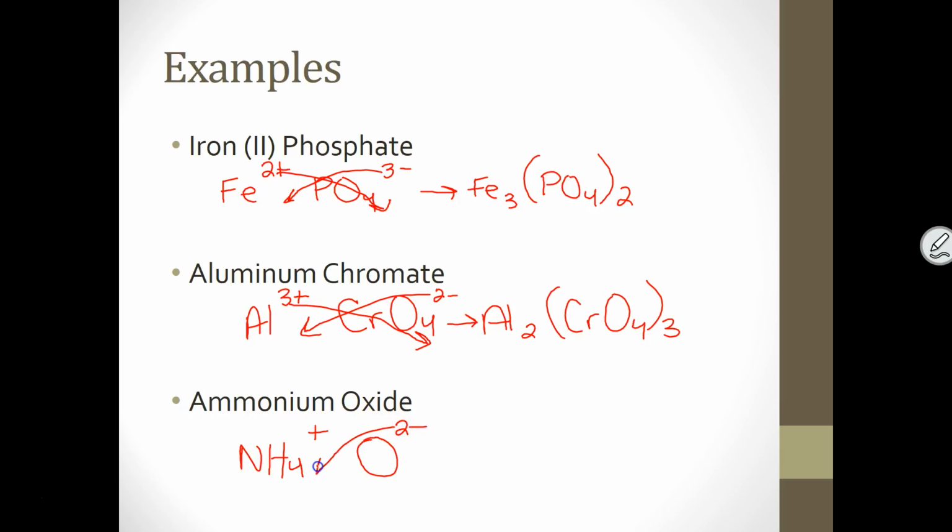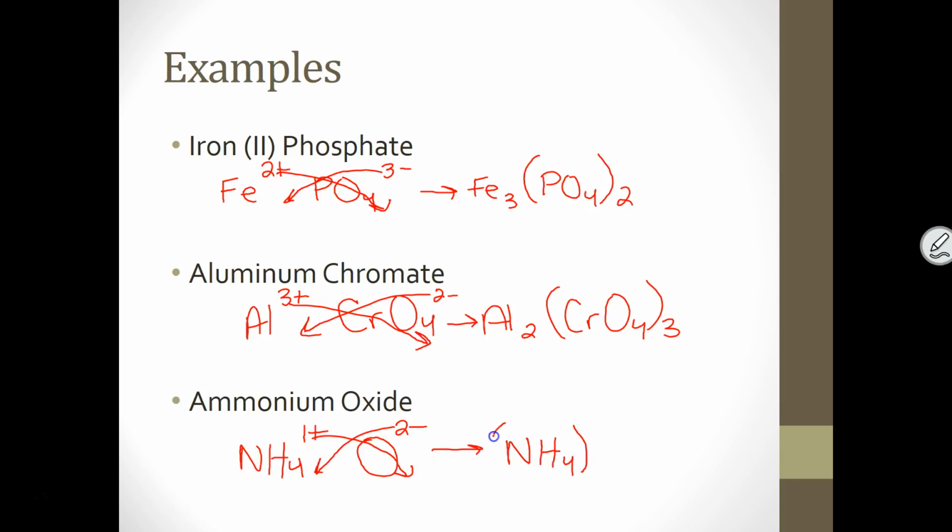So we're going to do our crisscross. The 2 goes down there for ammonium. It's assumed to be the number 1 there, so the 1 comes down here for the oxygen. And so writing that out correctly, it's going to be NH4. Now we need 2 of them, so I'm going to put that in parentheses.